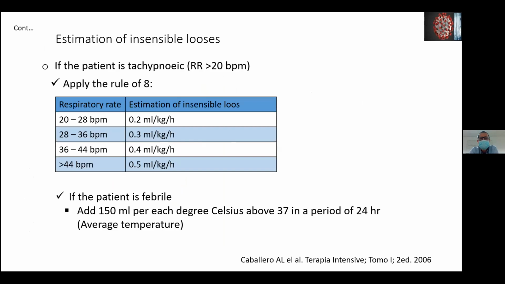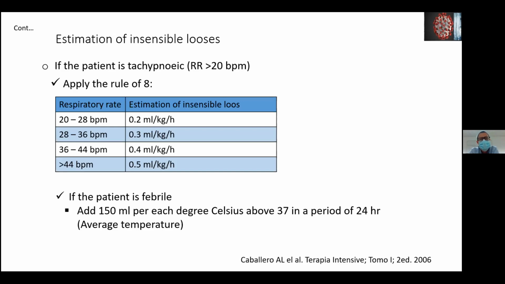Then regarding estimation of insensible losses, those patients that come in respiratory distress are tachypneic. And remember that through the lungs, those patients that are tachypneic are losing fluid that you are unable to see. That's why it's insensible, but you need to account for that. That's why all patients that come in tachypneic, you have to put a cannula, we will see later, and give fluid. And this is the way you calculate.